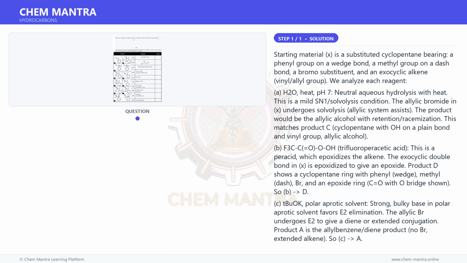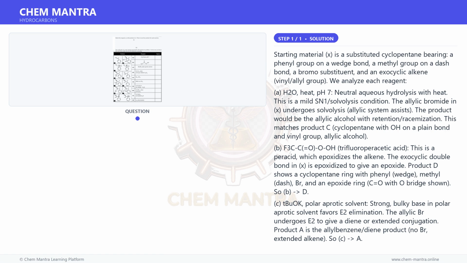B: F3C-C(=O)-O-OH, trifluoroperacetic acid. This is a peracid which epoxidizes the alkene. The exocyclic double bond is epoxidized to give an epoxide. Product D shows a cyclopentane ring with phenyl on a wedge, methyl on a dash, Br, and an epoxide ring with the O bridge shown.